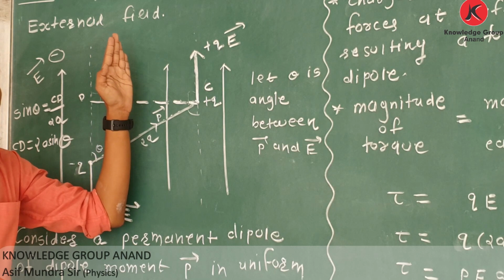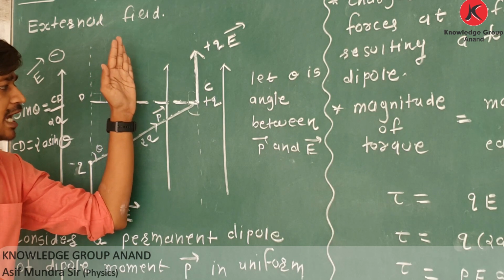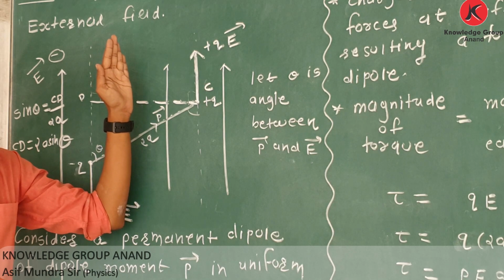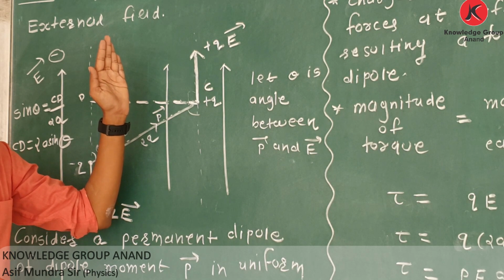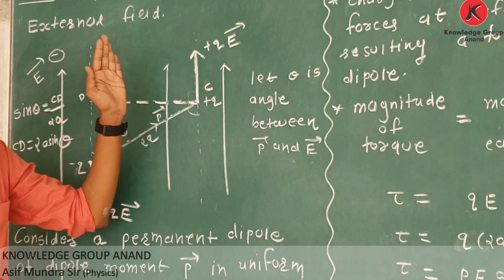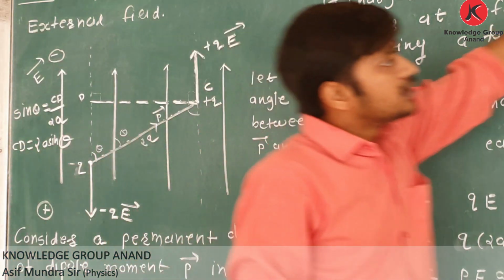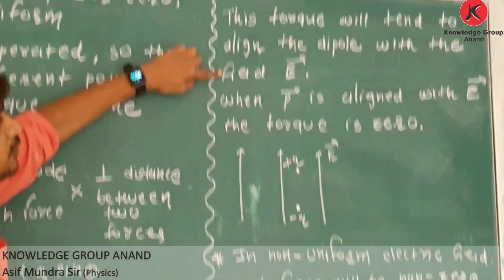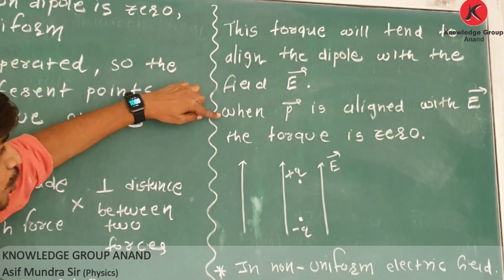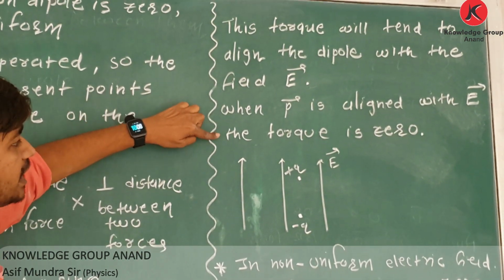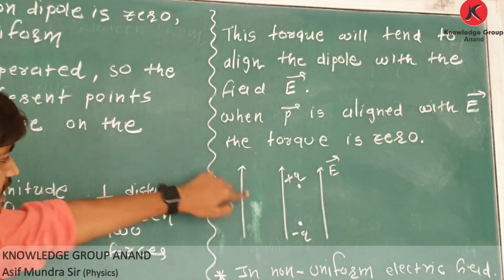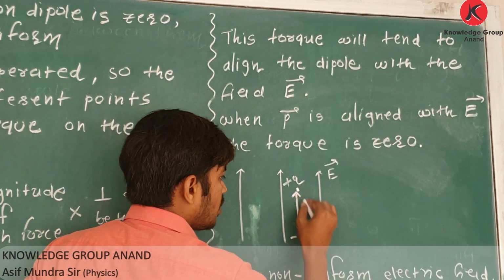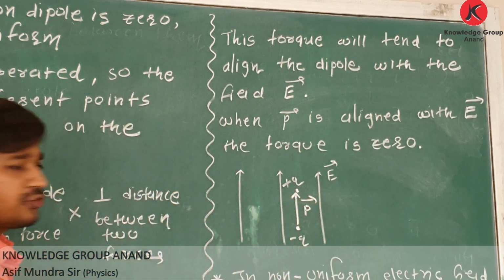When E is parallel to P, meaning the electric dipole moment is in the direction of the electric field, the torque acting on it is zero. Clear? So this torque will tend to align the dipole with the field E. When P is aligned with E, the torque is zero. As shown in the figure, this is minus q charge and this is plus q charge, so the electric dipole moment is from the negative charge to the positive charge.